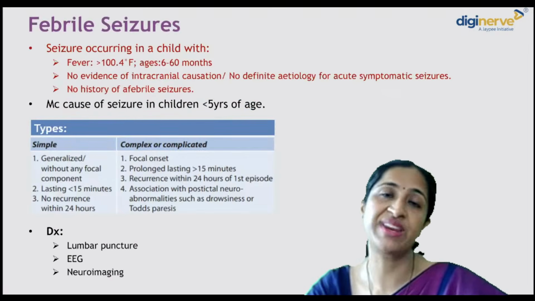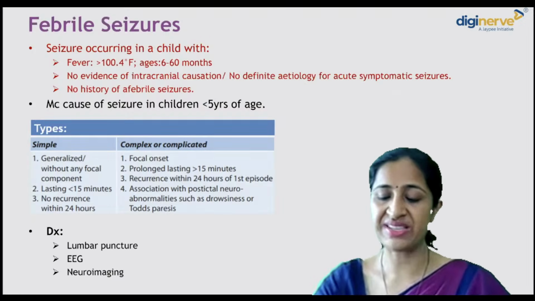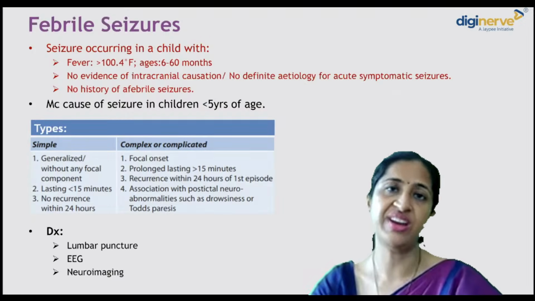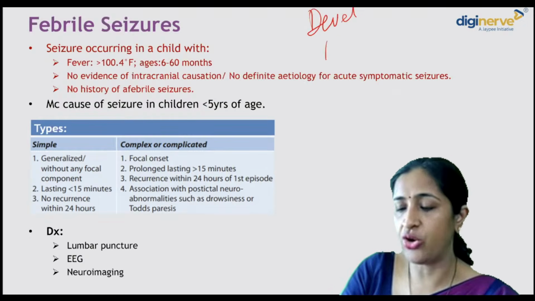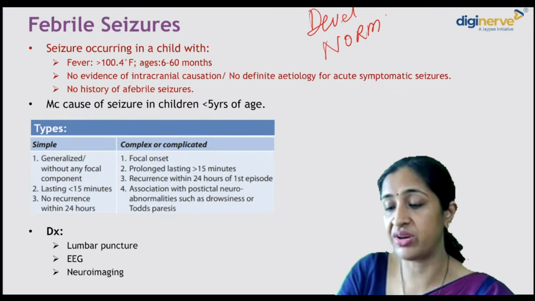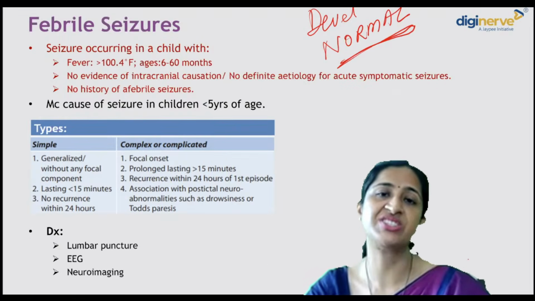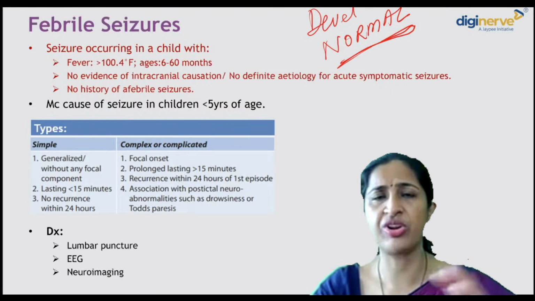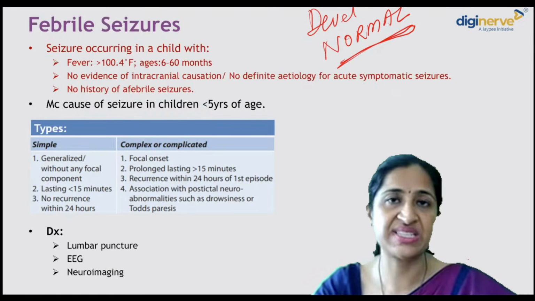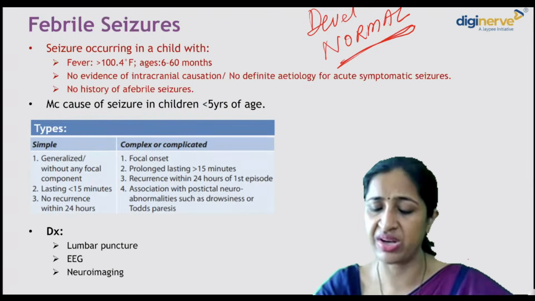Now coming to a very commonly asked question set, it is from febrile seizures. Febrile seizures are seizures occurring in children who are developmentally normal. I have written in caps also. That's how important it is. Developmentally normal child having seizures when the fever is above 100.4, age typically 6 months to 6 years or 6 months to 60 months, either way you remember it.